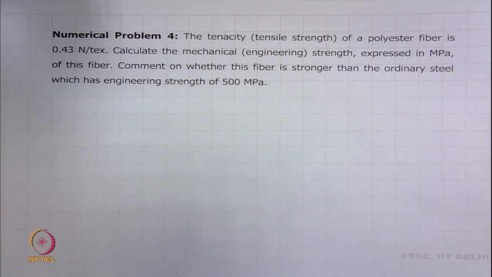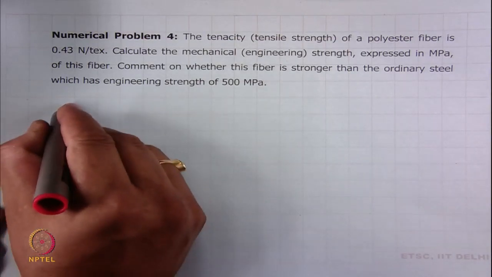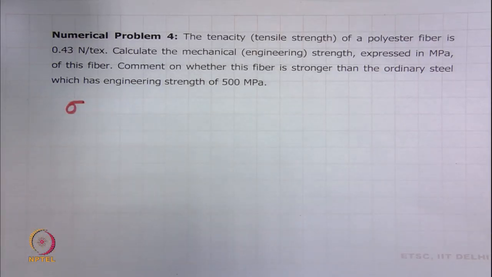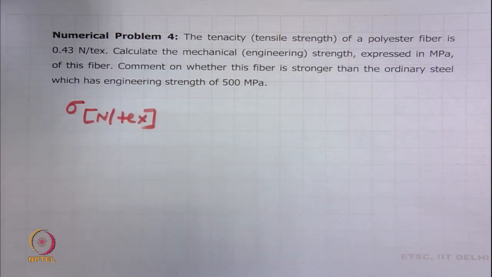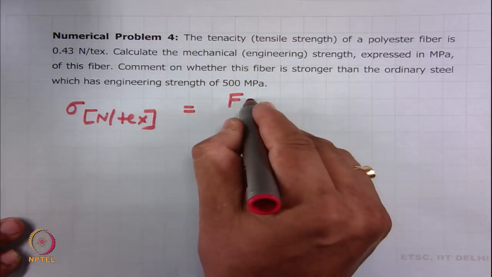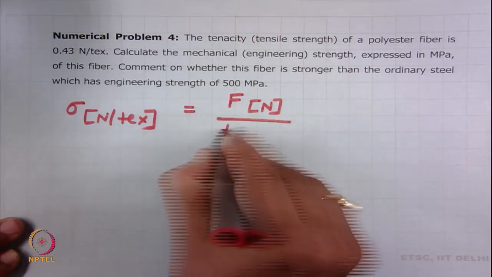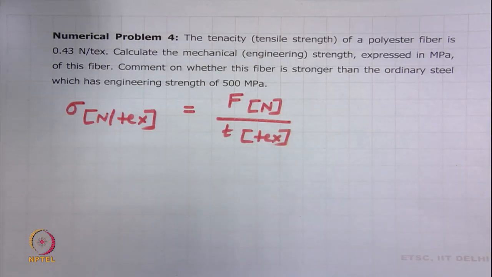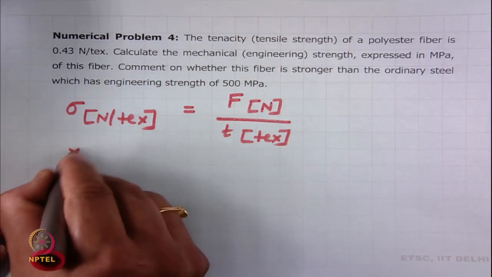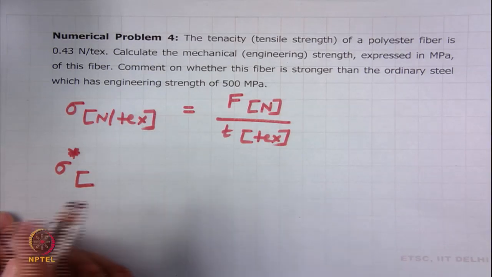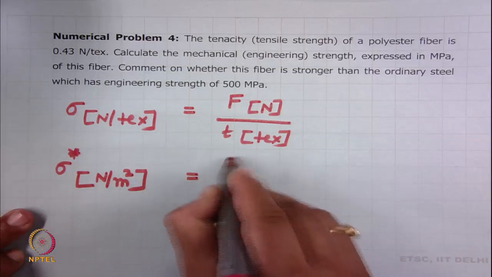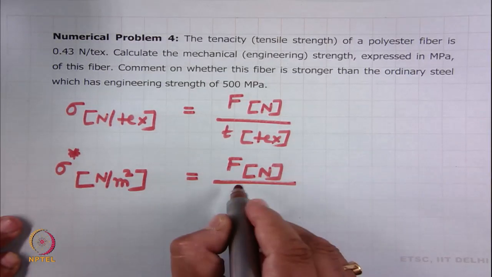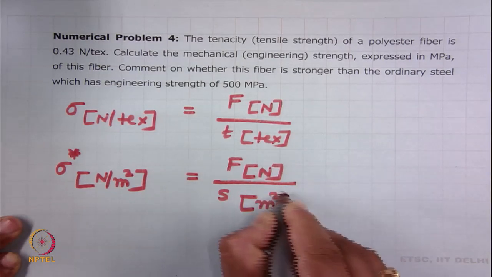Okay. So, if you recall, we used the symbol sigma to denote tenacity, tensile strength. Say, Newton per tex is equal to breaking force F over tex, okay, and we use sigma star to denote engineering strength, Newton per meter square, breaking force in Newton F and cross-sectional area in meter square.